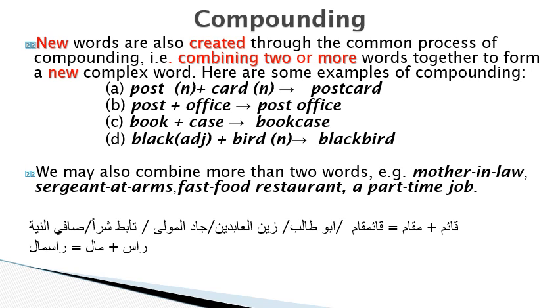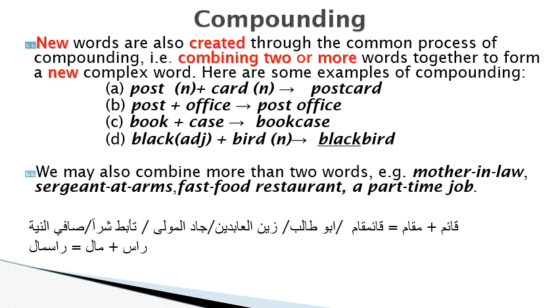Yes, we have it. عندنا المركب الإضافي مضاف مضاف إليه، عندنا مركب المزجي، عندنا مركب الإسنادي. So we have also combined more than two words, maybe three words. Mother-in-law, for example, Sergeant at arms, fast food restaurants. Originally, we have fast food. Then, to increase this compound, we can say fast food restaurants.